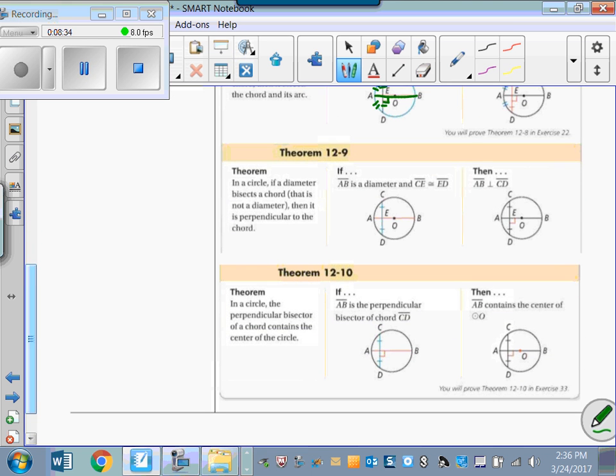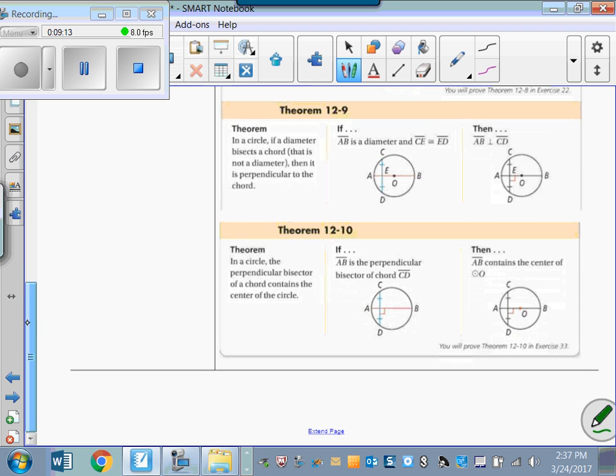If the diameter bisects a chord that is not a diameter, then it is perpendicular to the chord. So maybe you should say these to yourself a few times. In a circle, if a diameter bisects a chord that is not the diameter, because the diameter is a chord, right? Every diameter of a circle is a chord. So think about this. I could draw this chord, and each of those diameters bisects each other, but they're not perpendicular. So the diameter has to bisect a chord that's not another diameter for this theorem to be true. If it does, then it's perpendicular to the chord.